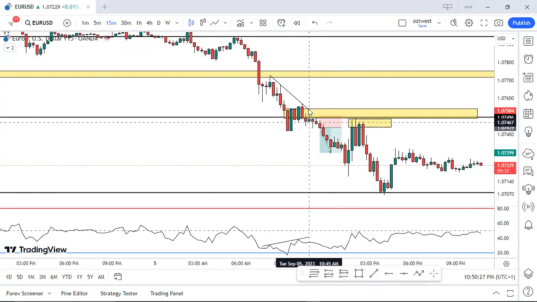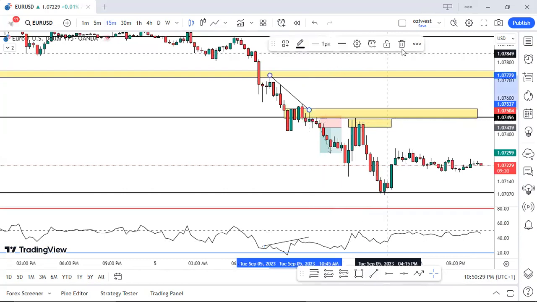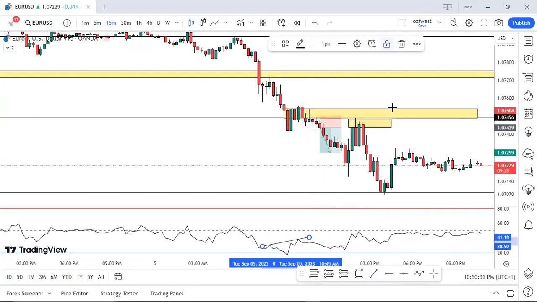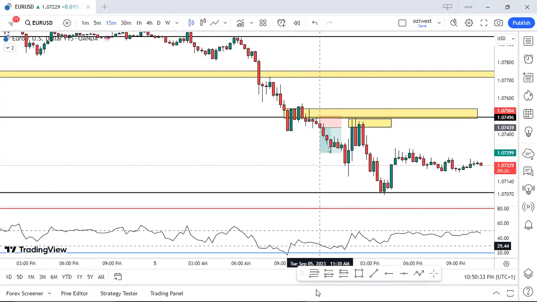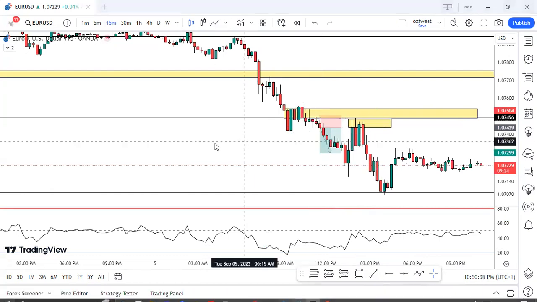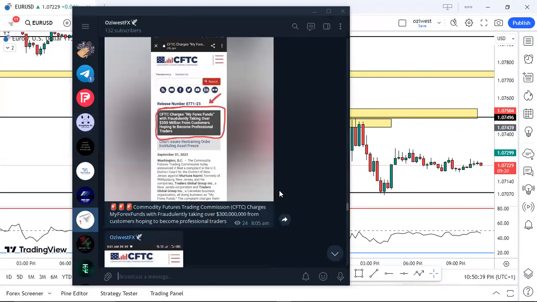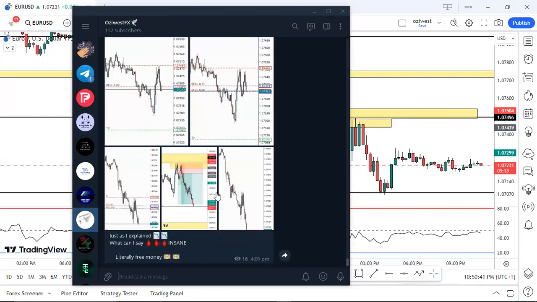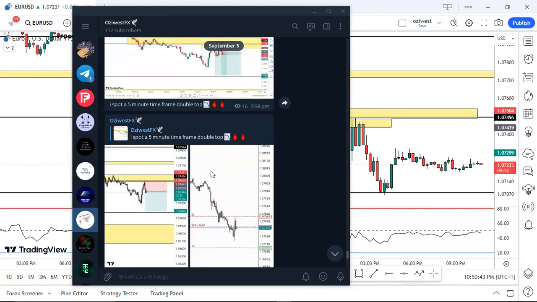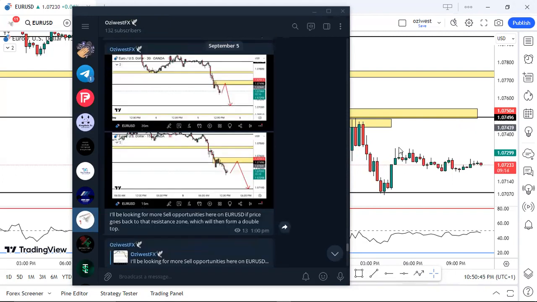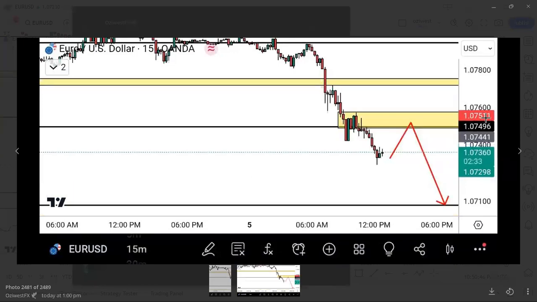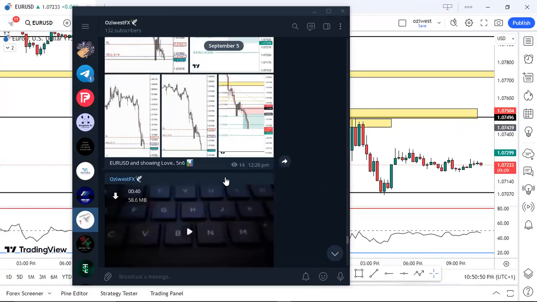Now for the second entry, I was expecting a pullback. Let's go to the Telegram. I was expecting a pullback. So here, I was expecting this pullback. This was the first entry.